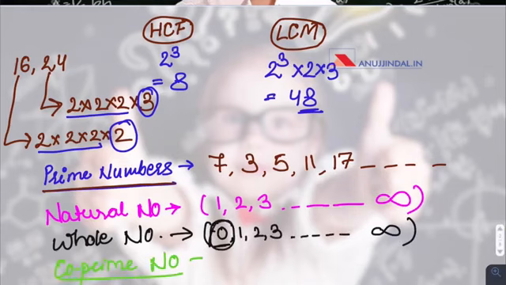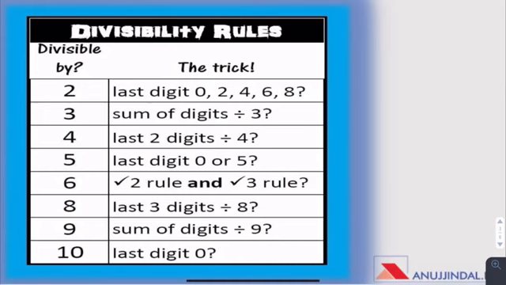Co-prime numbers. When the HCF of two numbers is 1, they are known as co-prime numbers. Now we are going to discuss the divisibility rules. So, as we all know, for 2 it is very easy. If the number is even, it is divisible by 2. For 3, the sum of digits should be divisible by 3. For 4, we divide the last two digits by 4, and if they are divisible by 4, then the whole number is divisible by 4.